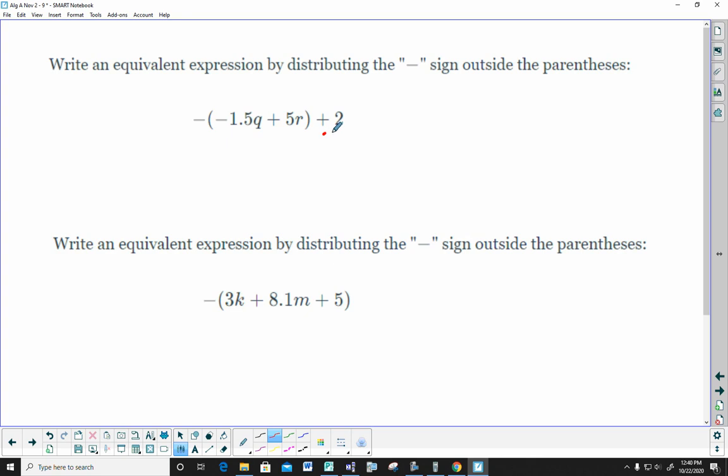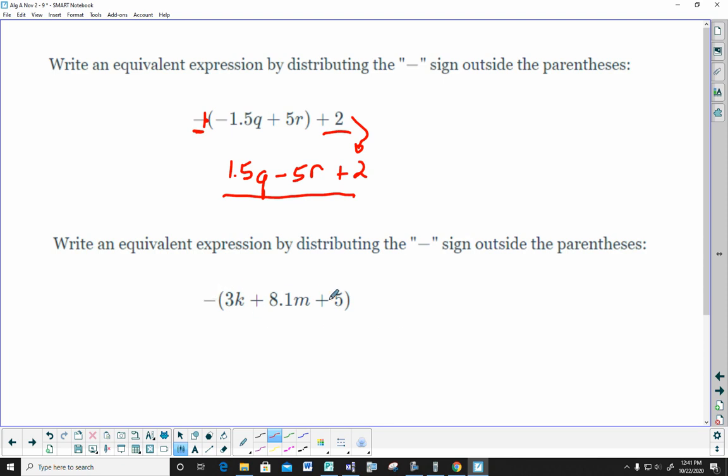Now this piece is not in the parenthesis. It does not know about this multiplying by negative 1 business. But when you multiply what's in the parenthesis by negative 1, you change its sign. It was a negative 5.1, and now this would be a positive 5.1, so it becomes a negative 5.1. And the plus 2 just goes along for the ride. It doesn't know about this negative 1. So that's your answer.